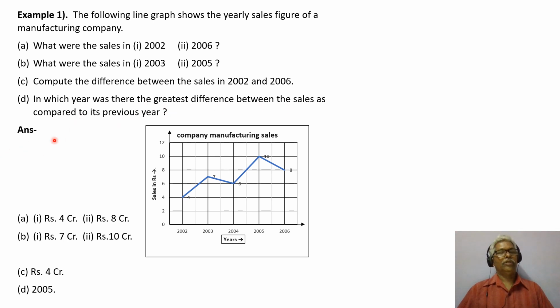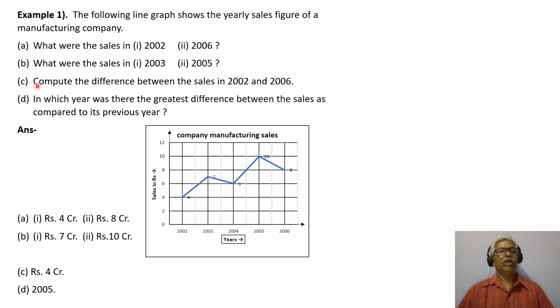We answer it. We have this graph, and with the help of this graph we will answer the questions. First one: what were the sales in 2002? It is given here, 4 crore. And second, 2006 is 8 crores. What were the sales in 2003? It's given here, see, 7, and 2005 is 10. So we have answered two questions, A and B.